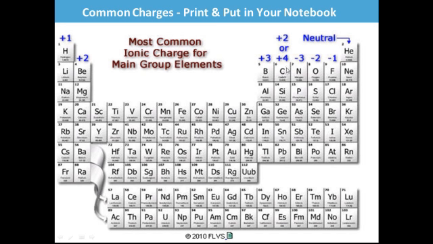You might be asking yourself, well, what about this column? This column's kind of weird. It's got +2 or +4. Honestly, you're not going to see too much with this column, especially these top 3 elements. They don't like to do a whole lot for ionic bonding.